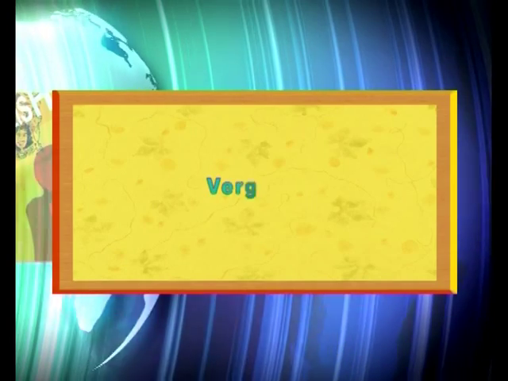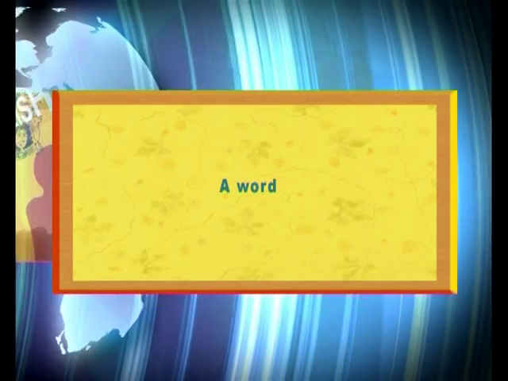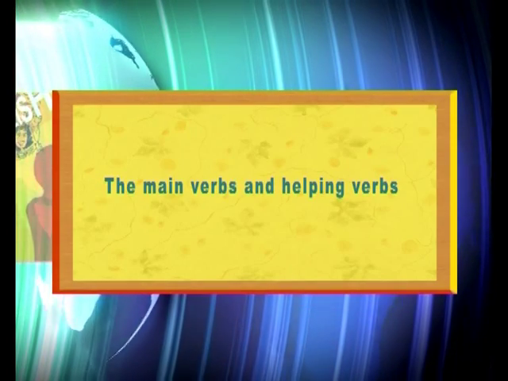So a verb is a word that tells something about a person or thing. The word verb comes from the Latin word verbum, that means a word. See, once again, English getting a lot from Latin. Verbum means word. It is the most important word in a sentence, and verbs are divided into two main classes, the main verbs and the helping verbs, which are also called auxiliary verbs.